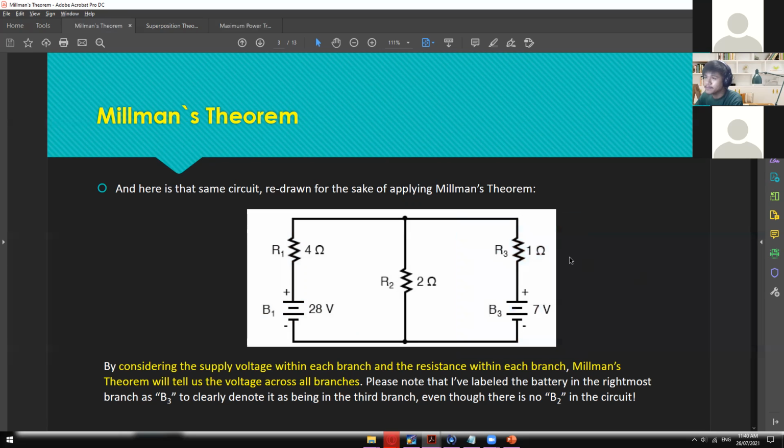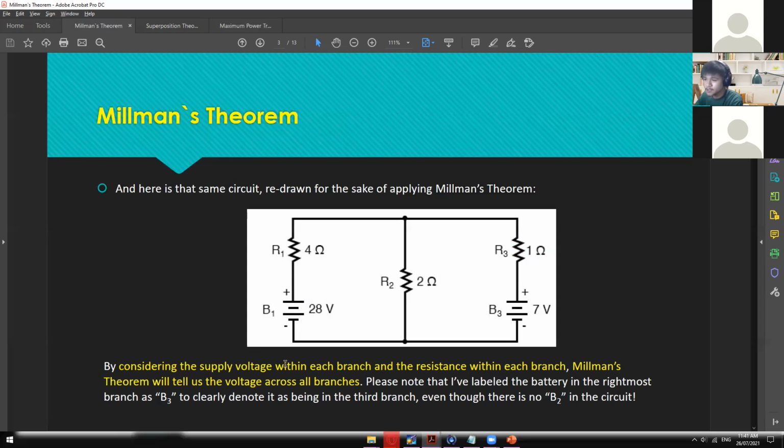When applying Millman's theorem, this is very important. This one is considered a parallel connection to this one and to this one. The same with R2: this one is in parallel with this one and then this one. The same with R3: this one is in parallel with R2 and with the left side branch. So all in all, they are in parallel with each other. Three branches in parallel with each other.